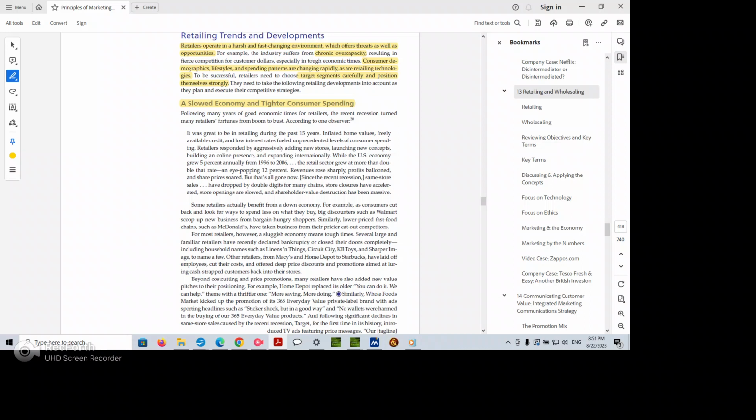So what do retailers do? Some retailers actually benefit from a down economy. For example, as consumers cut back and look for further ways to spend less on what they buy, big discounters such as Walmart scoop up new business from bargain shoppers. So maybe they weren't as bargain hungry in a good economy, but they are now. So they'll get those customers. So you gotta consider something.